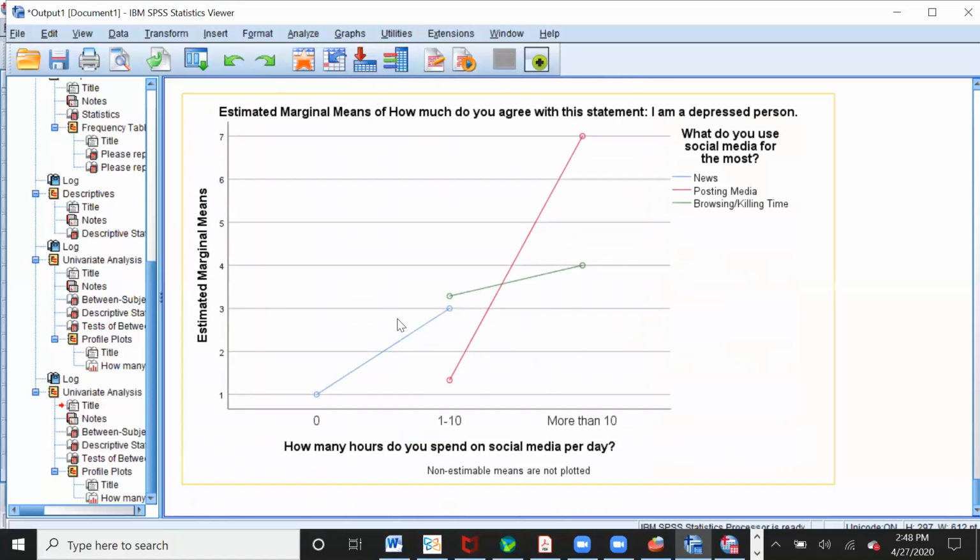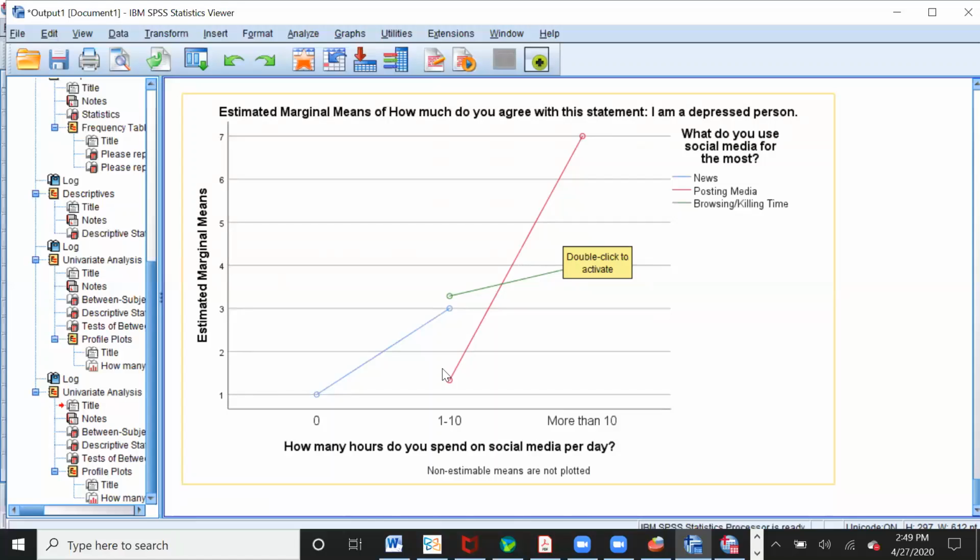Again, this looks funky because you have missing groups. But in a line graph, what makes it look like you have an interaction? What would you expect? The lines cross each other. Yeah. So this is what's driving that interaction. The green line and the red line are crossing each other. Posting media is red. So if they spend more than 10 hours posting media, they were more likely to agree with that statement, "I'm a depressed person." Interesting. Wow. That kind of makes sense, right?